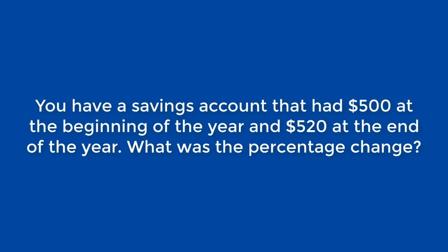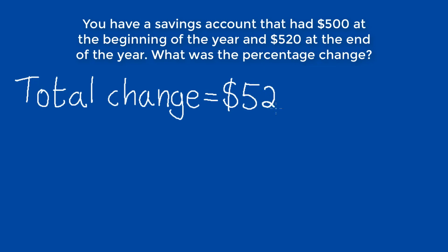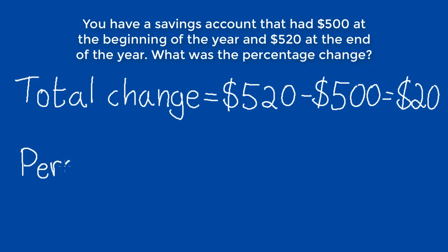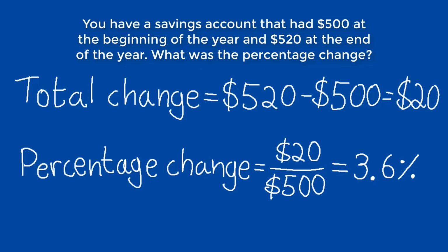One common use for percentage changes is the comparison of changes for unequal positions. For example, say you have a savings account that had $500 at the beginning of the year and $520 at the end of the year. What was the percentage change? In this example, like the previous one, the total change is $20, determined by the difference between the beginning and ending balances. However, the percentage change here will be smaller because the $20 expressed as a percentage of the initial value of $500 is a change of only 3.6%.